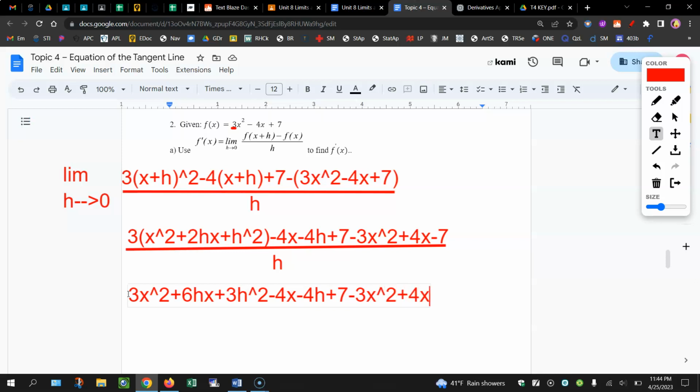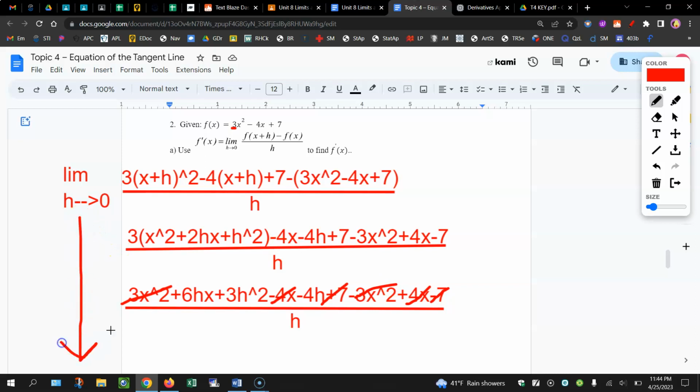And what should happen now, as happens in all of the questions, is every term without an h should be simplifying to 0. And that's what you're looking for. So let's check. We have 3x squared, we have a negative 3x squared. We have a negative 4x, we have a positive 4x. We have a positive 7, we have a negative 7. This should be carried all the way down.